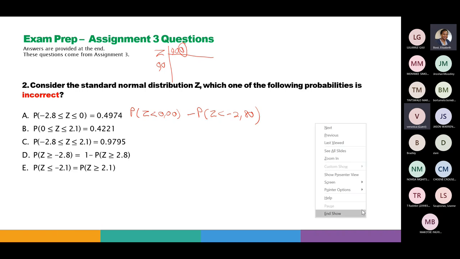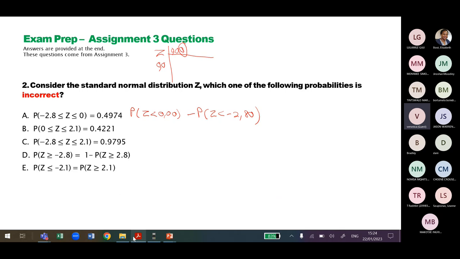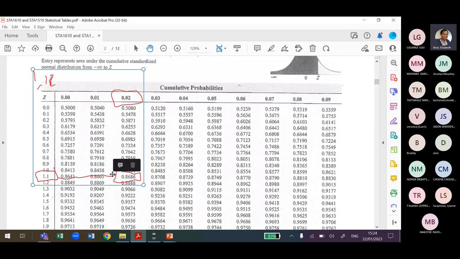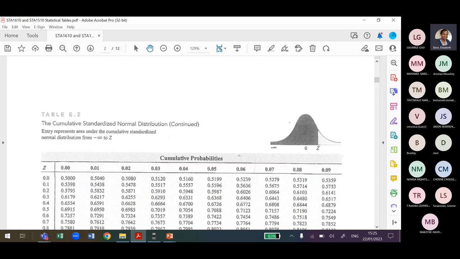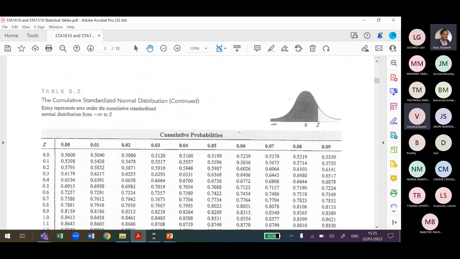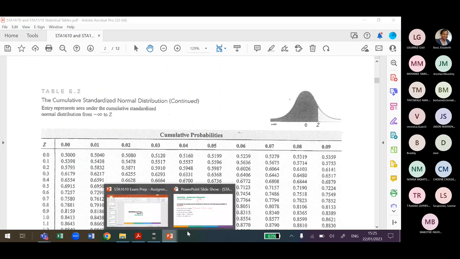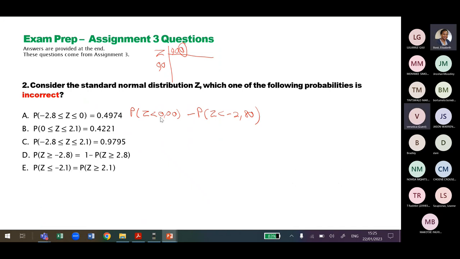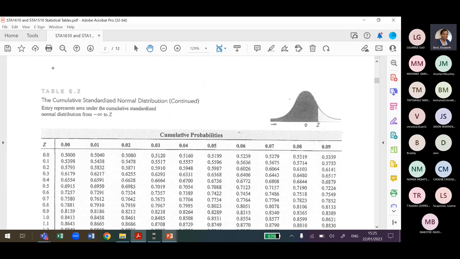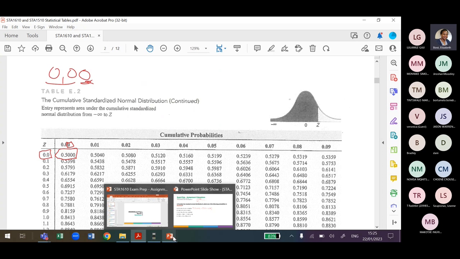Let's go to the table. You cannot answer these questions without having the tables. And remember, the table has the positive and the negative sides. Our question is looking for a positive 0.00, so we go to the positive side and look for 0.00 on the left and the last digit at the top, and where they both meet, that is the value that we are looking for. So our first value is 0.5000.